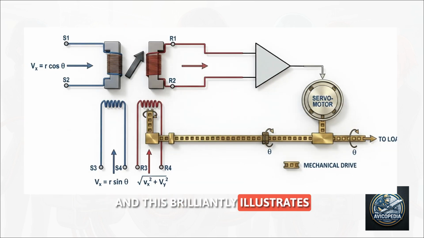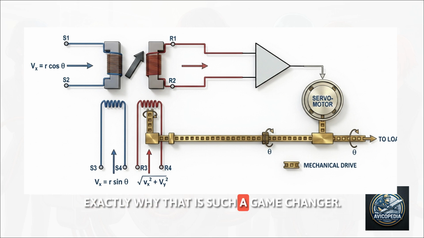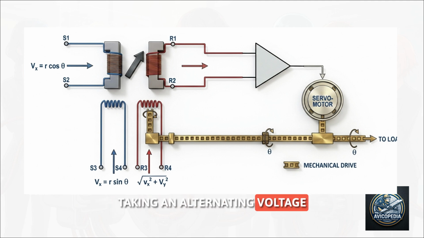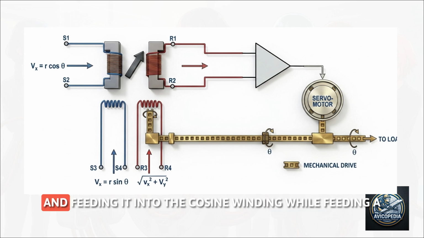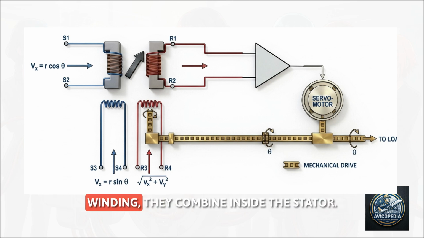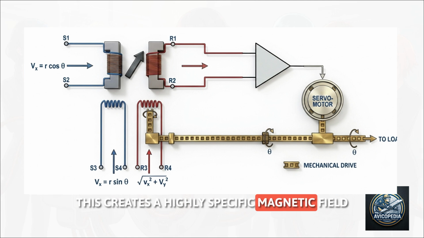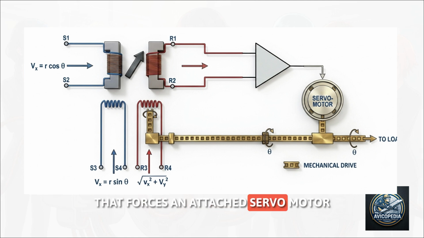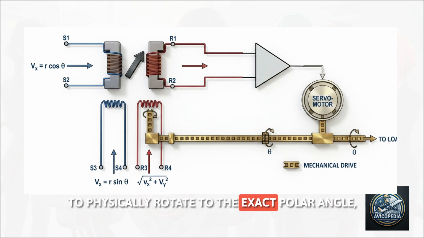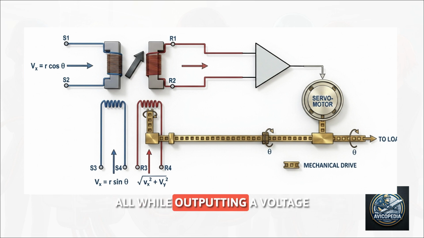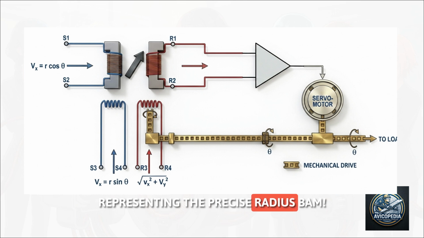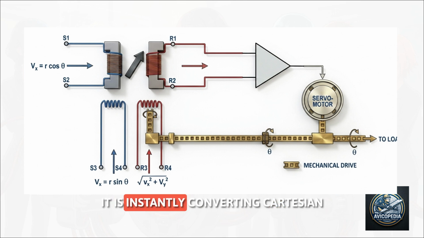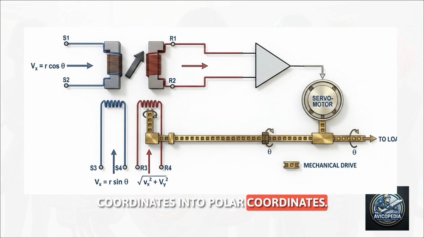And this brilliantly illustrates exactly why that is such a game changer. If you use the resolver in reverse, say taking an alternating voltage that represents an x coordinate and feeding it into the cosine winding, while feeding a y coordinate voltage into the sine winding, they combine inside the stator. This creates a highly specific magnetic field that forces an attached servo motor to physically rotate to the exact polar angle, all while outputting a voltage representing the precise radius. Bam! It is instantly converting Cartesian coordinates into polar coordinates.